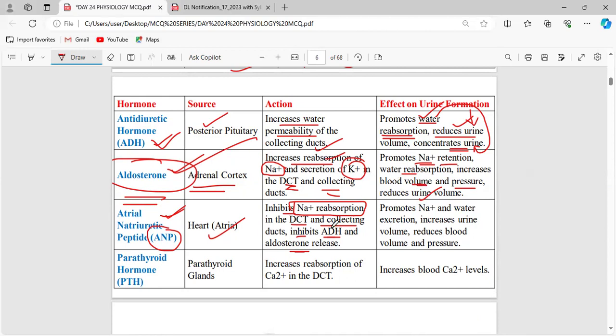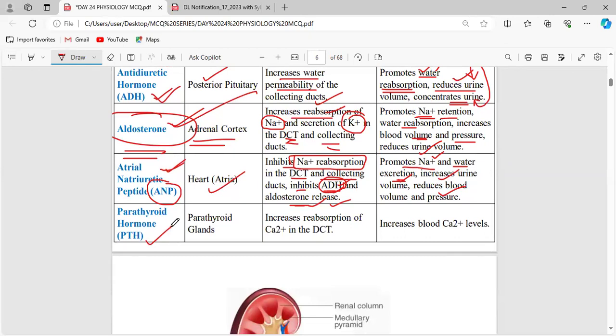Okay. Now, what will be the effect if it inhibits the ADH and aldosterone? The functions done by ADH and aldosterone will be inhibited by the ANP. Now, what will be the effect? It promotes sodium and water excretion. In the case of ADH, it reduces water excretion; it is reabsorbing the water. In the case of aldosterone, it promotes sodium reabsorption. So this ANP promotes sodium and water excretion. Now it increases the urine volume and reduces the blood volume and pressure. Okay. So the function is very, very important. Just make a note of it.